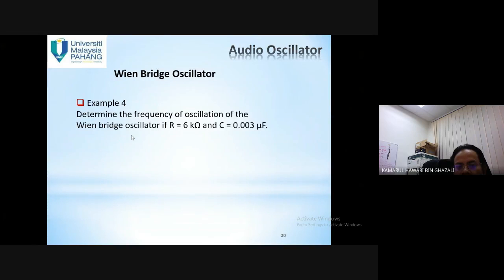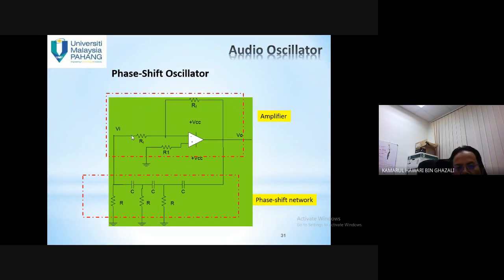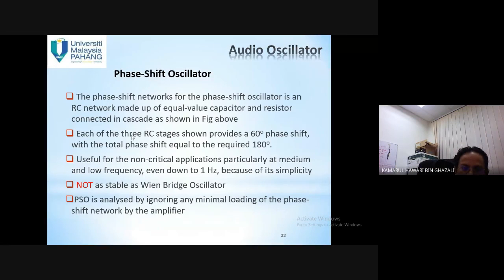Determine the frequency of oscillation of the Wien bridge oscillator if R equals 6 kilo ohm and C equals 0.03 microfarad. Next is the phase shift oscillator. So this is the circuit of the phase shift oscillator. It consists of an amplifier as well as a phase shift network. The phase shift network for the phase shift oscillator is an RC network made up of equal value capacitors and resistors connected in cascade, as shown in the previous figure.